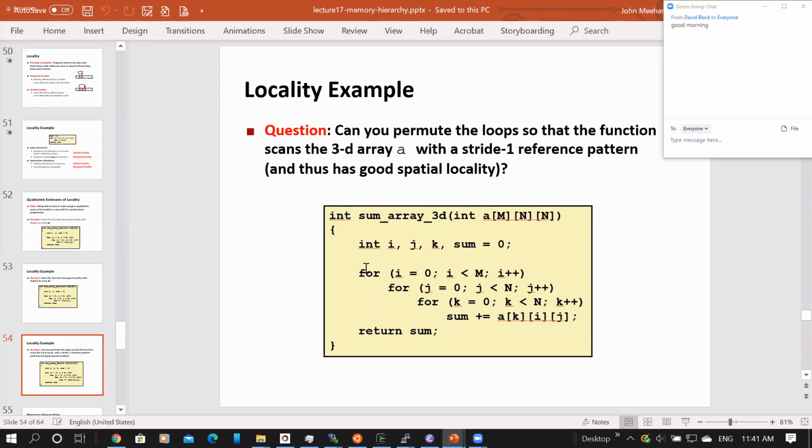Alternatively, you could vary it differently in here. You could rearrange those.